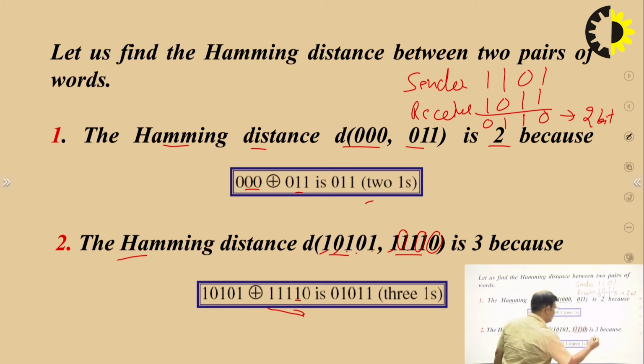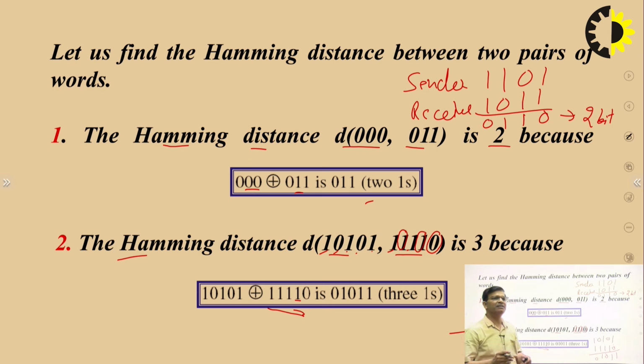So 1 0 1 0 1 is the sender side, and 1 1 1 1 0 is the receiver side. If you apply the XOR operation, you get 0 1 0 1 1, and 3 ones are there. So 3 bits have been changed. Or you can say: 1 and 0, it has been changed; 0 and 1, changed; 1 and 1, no change; 0 and 1, changed. So 3 bits have been changed.